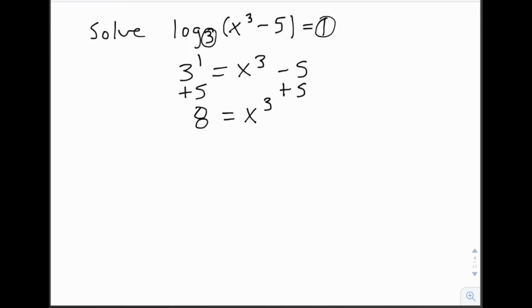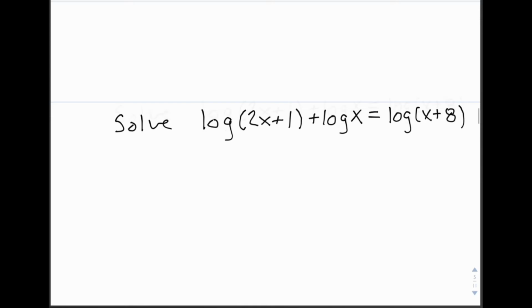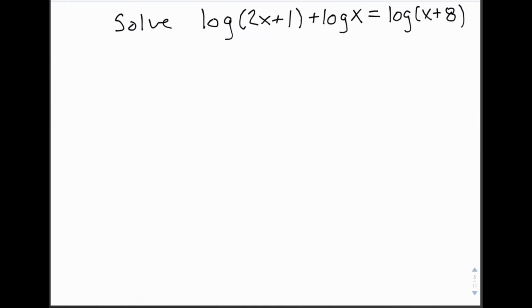Now, if we want to isolate x, all we need to do is take the cube root of both sides, leaving us with x is equal to a positive 2. And we should be complete for that specific example. So let's look at our second one here.